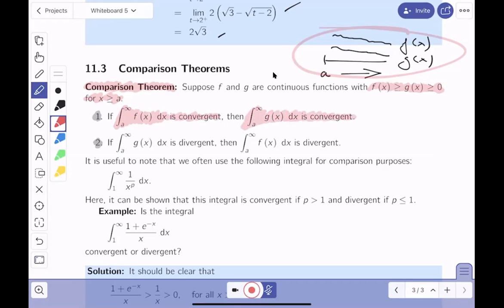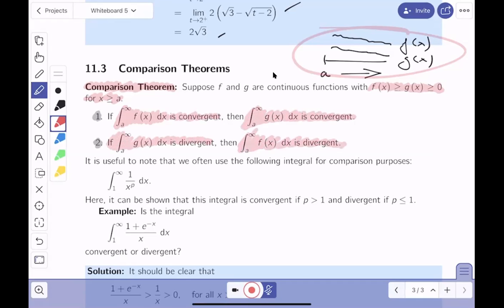That's all we're saying. Now, here's what we're saying over here. If the g of x is divergent, what are we saying? It's blowing up. The area under that thing is much bigger than any finite number. It's infinite. Well, if that's the case, f of x has got to be bigger than that, and that's divergent.